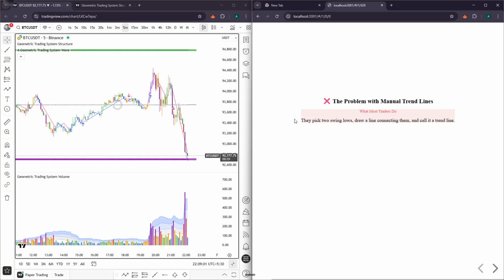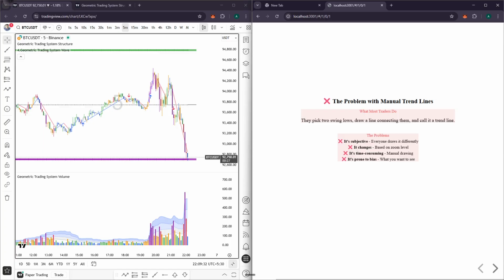They pick two swing lows, draw a line connecting them, and call it a trend line. The problem with this is it's very subjective. Everyone draws it differently, and it changes based on zoom level. It's also very time consuming. If you draw on one chart, one market, it might not work for another coin or another stock or another futures market, and it's prone to bias.